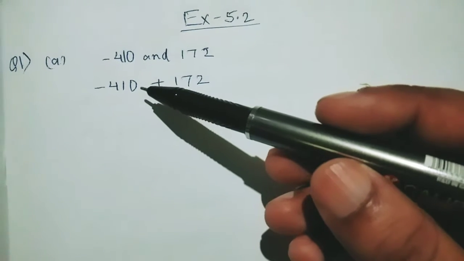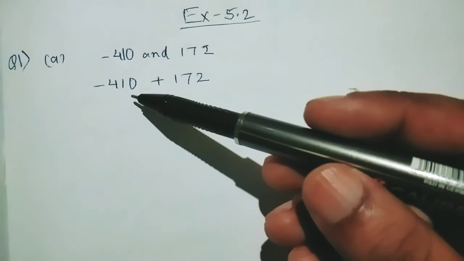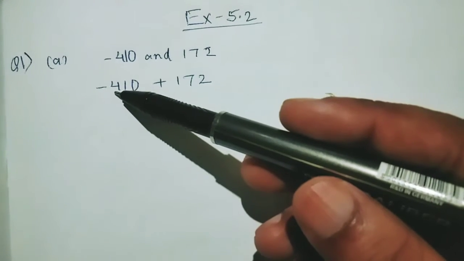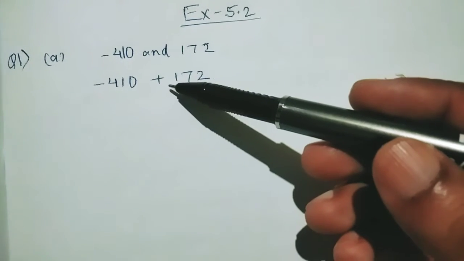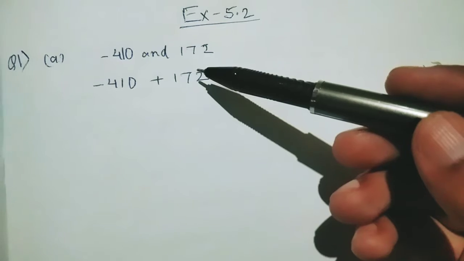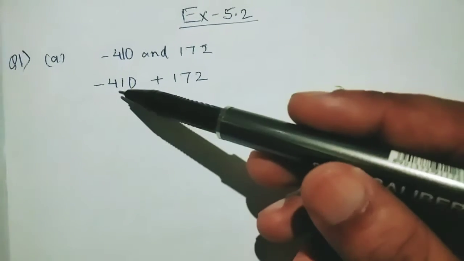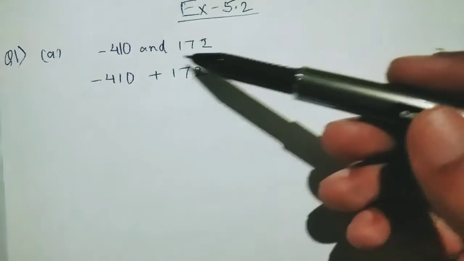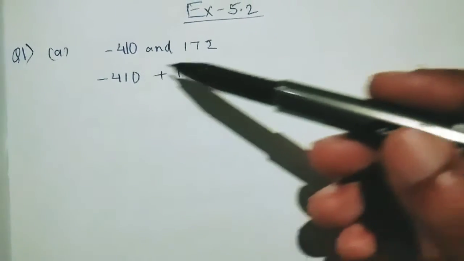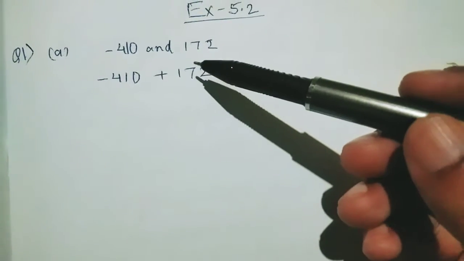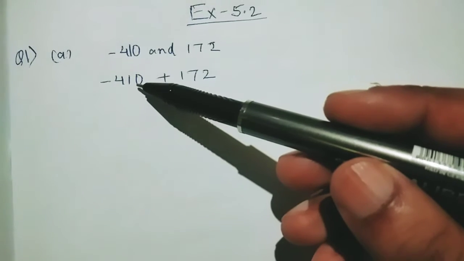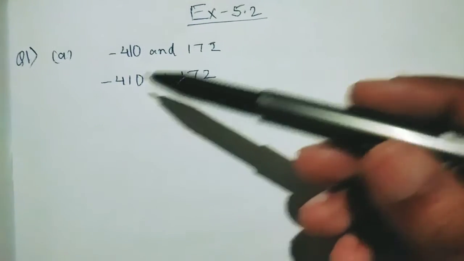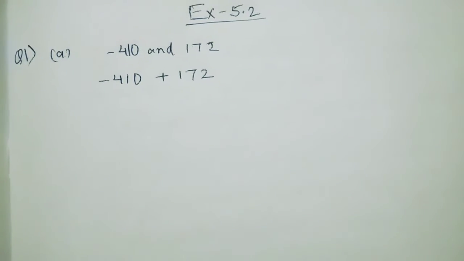Here you have learned about the rules when the two integers have the opposite sign. Here it is negative sign, here it is positive sign. When two integers have the opposite signs, then what you have to do? Then you have to subtract these integers, because if one negative sign is there, then you have to subtract. And the sign of the greater number will be the answer sign.